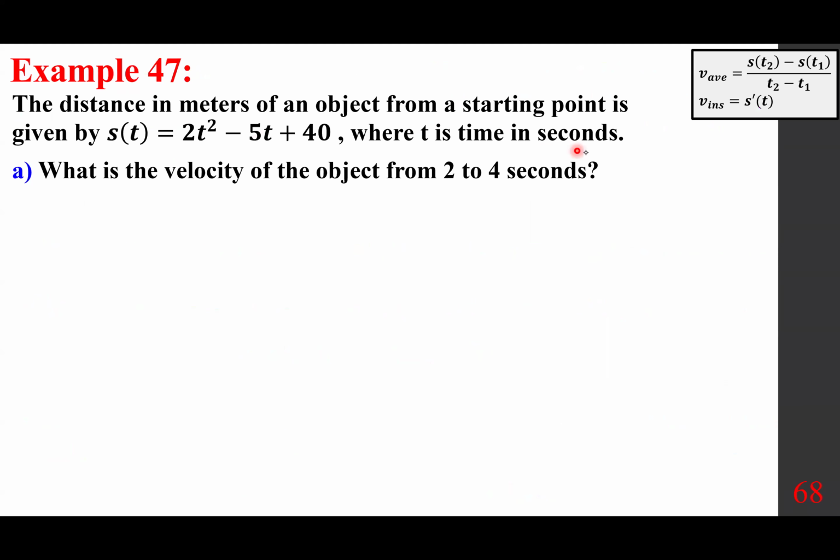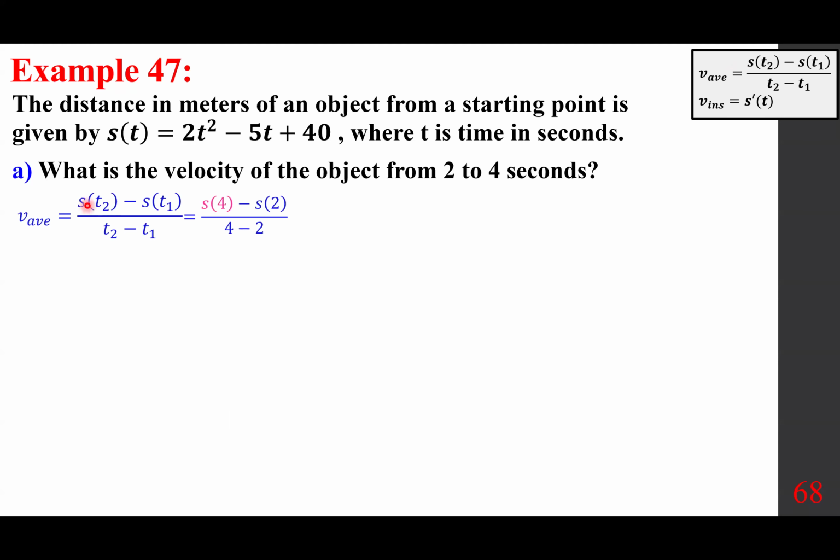The distance in meters of an object from a starting point is given by S of t equals 2t squared minus 5t plus 40, where t is time in seconds. What is the velocity of the object from 2 to 4 seconds? Class, this is elementary algebra. This is basic velocity, which is total distance over total time. The average velocity is S of 4 minus S of 2 in this case, divided by 4 minus 2.